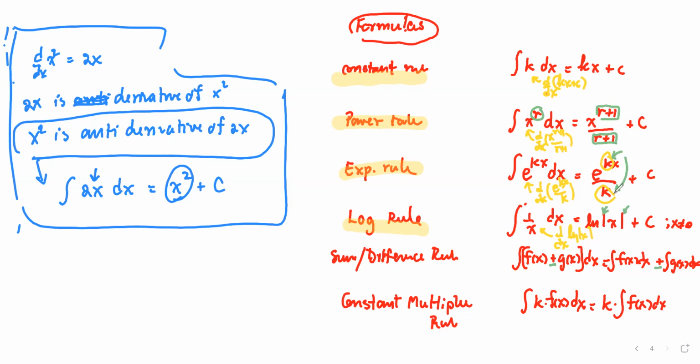Okay, so we have 4 main rules to work on for the antiderivative, or the integration. Again, integration and the antiderivative are the same. So integration is anti-differentiation. Okay. So the next one, we're going to look at an example.